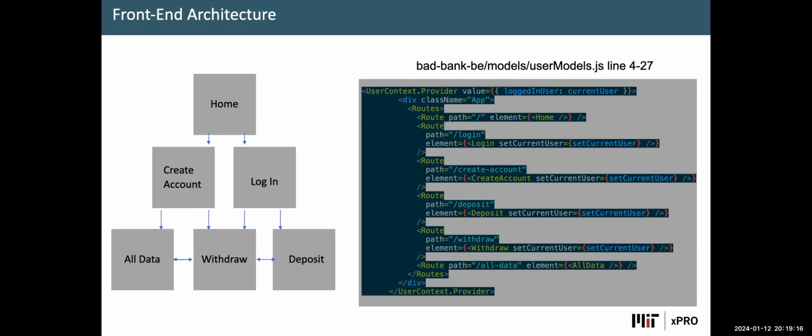Here I will go over the component architecture of the front end. The top level is the app component. It relies on app.js as its user manual. I used React Router DOM to handle my navigation system for client-side routing. My different pages include create account, login, all data, withdraw, and deposit. They are located in the components folder.